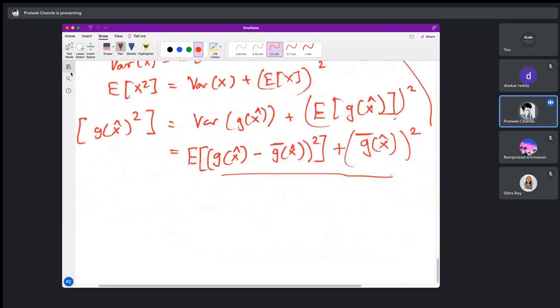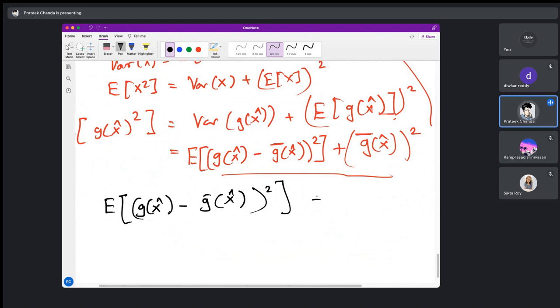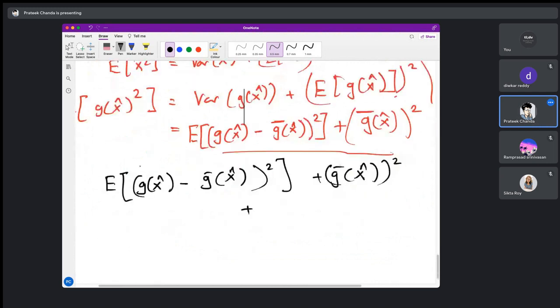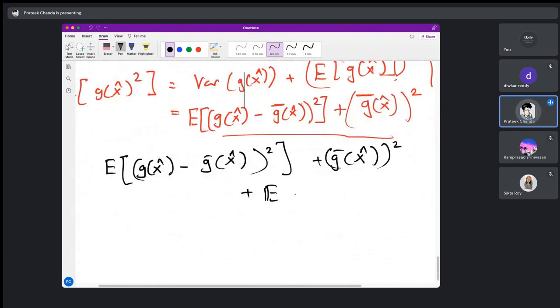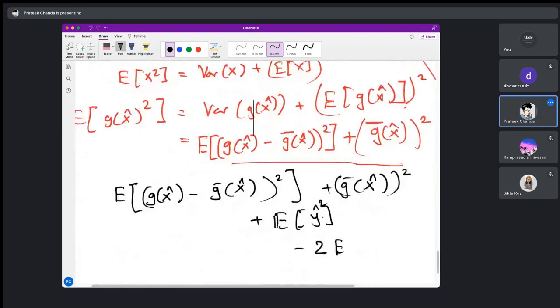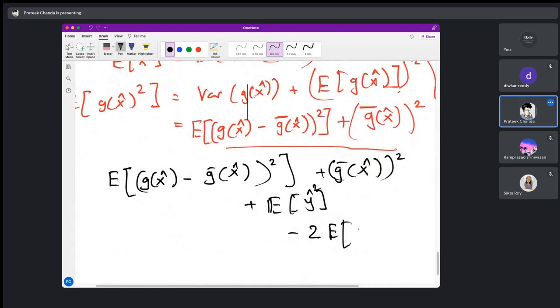What I now get is expectation of g of x hat minus g bar of x hat whole square plus g bar of x hat whole square, plus I had expectation of y hat whole square, minus 2 times expectation of g of x hat and expectation of y hat.